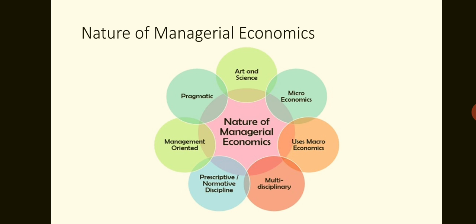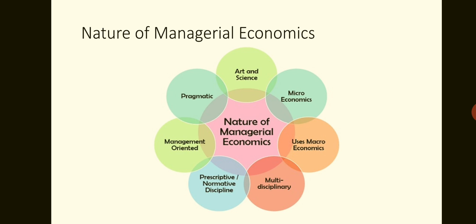Then it is a prescriptive or normative discipline. As we have discussed earlier, it is a normative science: what should be done by a firm, what it will produce. Questions like what it will produce, that is decision making, come under managerial economics. Then it is management oriented. Traditional economics as a whole is not management oriented or oriented to a particular field, whereas managerial economics is management oriented because it contains management decision making.